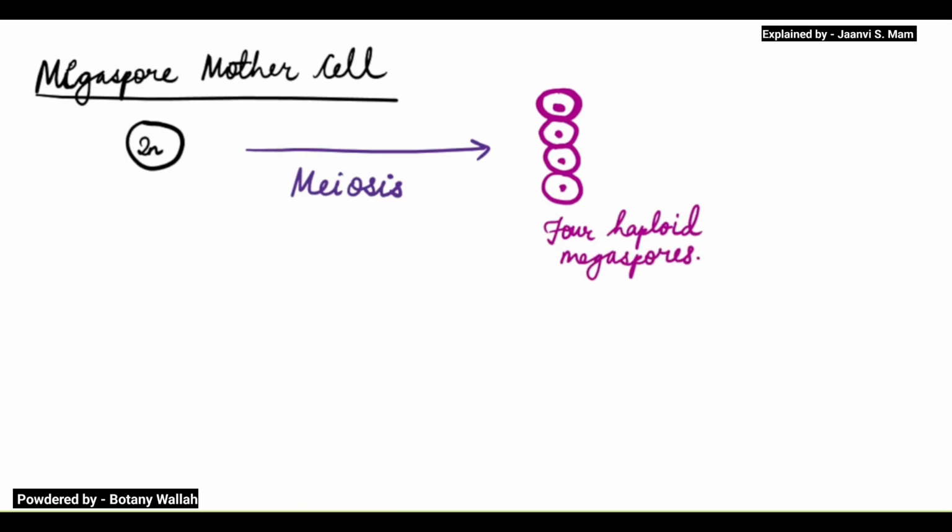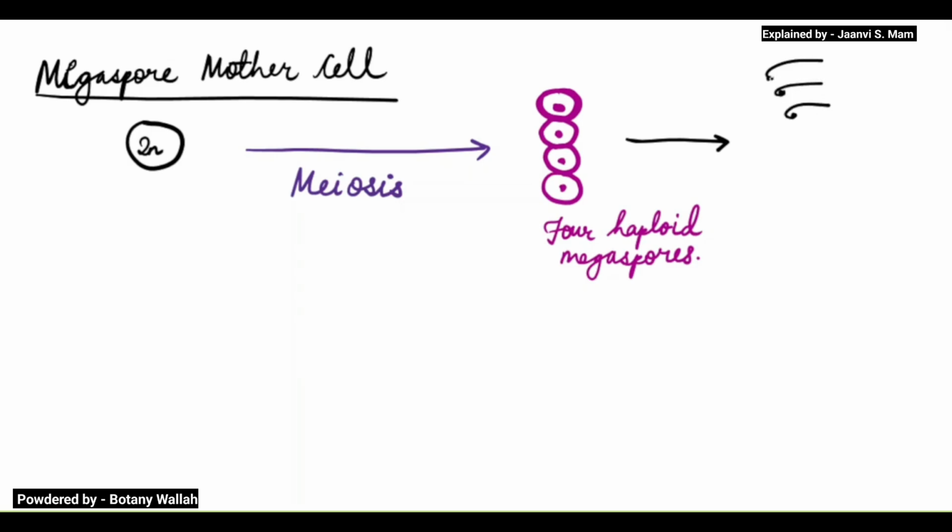After this, what happens? There will be degeneration. Out of these 4 cells, 3 cells will degenerate. The cells towards the micropyle region will degenerate, and one cell will remain at the chalazal region.